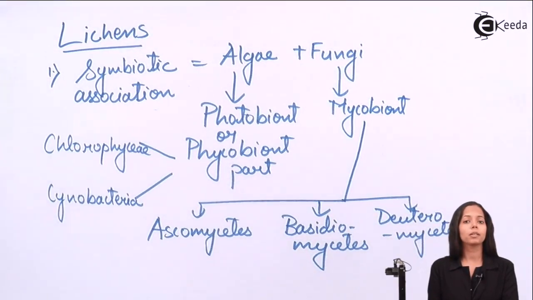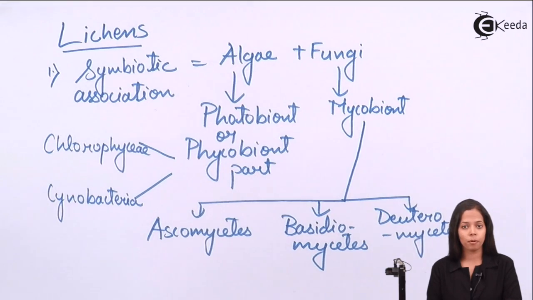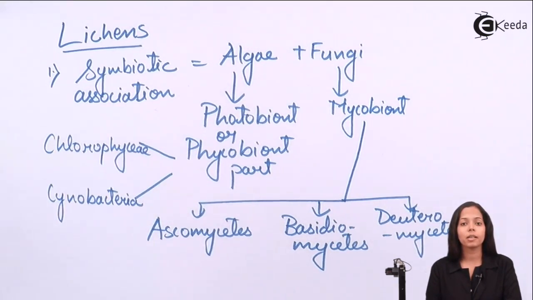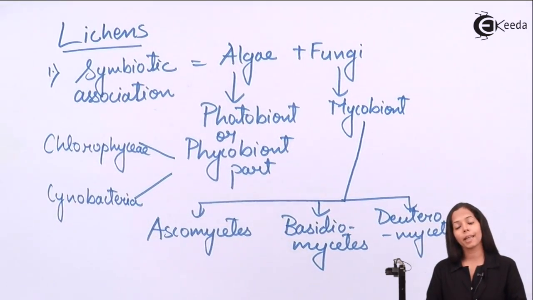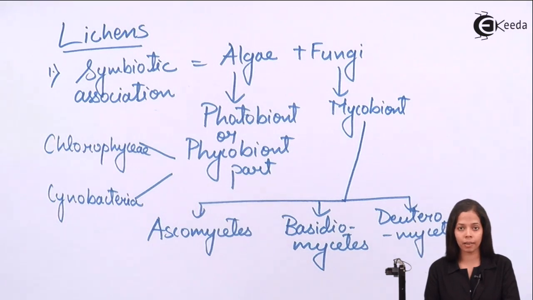Now let's understand the meaning of symbiotic association. Symbiosis means mutual understanding. Two organisms will come together for a purpose. They will share something with each other and be together. This is called symbiosis. In this association, both are benefited. Let's see, in case of lichens, how algae is benefited from fungi and how fungi is benefited from algae.